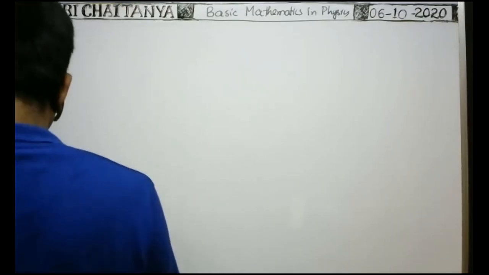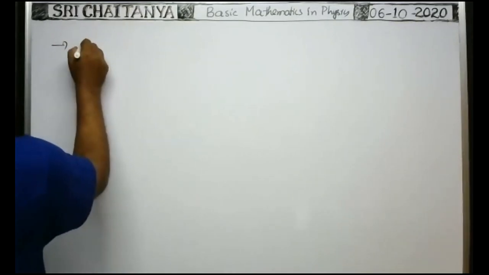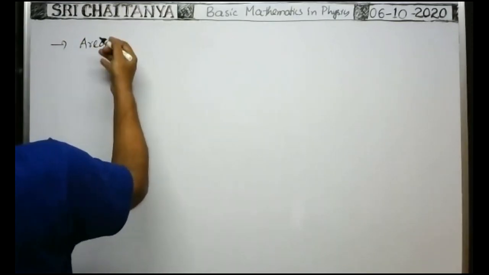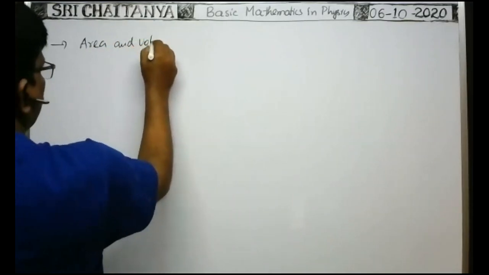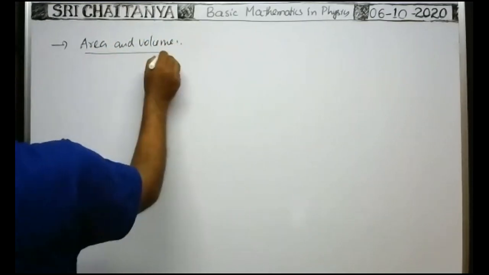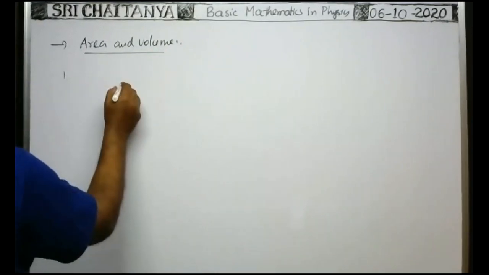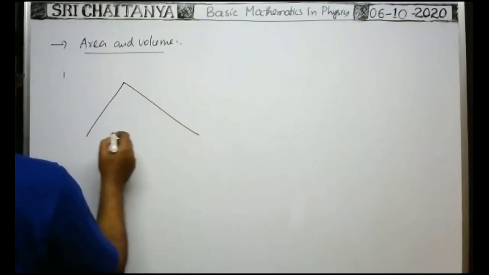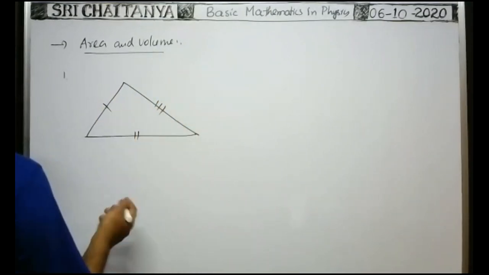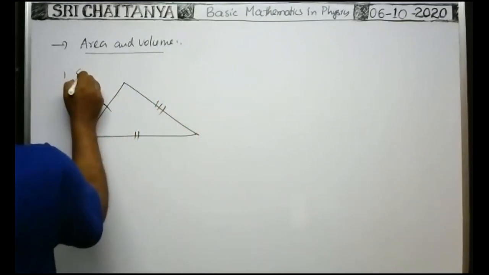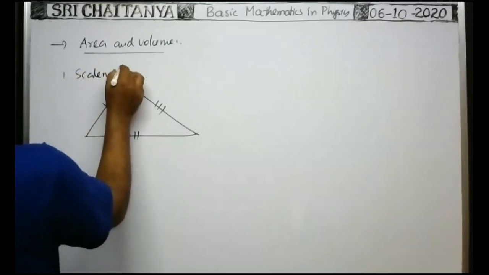Now you see area and volume. For different bodies, what is the formula for area and what is the formula for volume? We have to discuss. So first you take the scalene triangle. That means different sides. All sides are different. This is the scalene triangle.